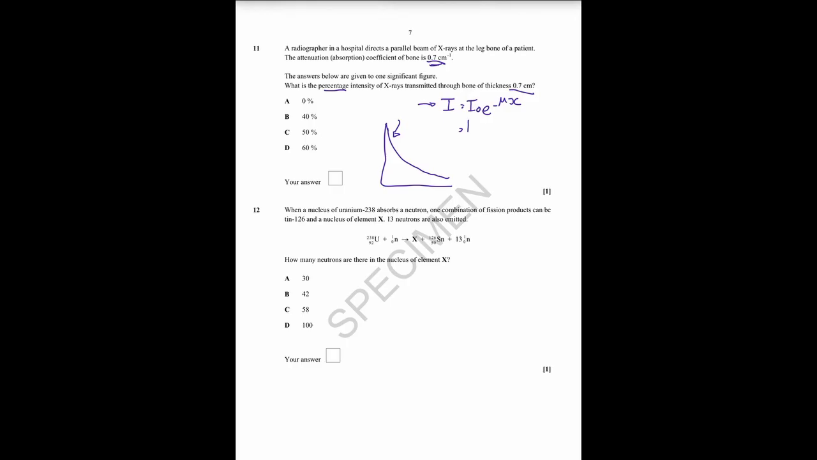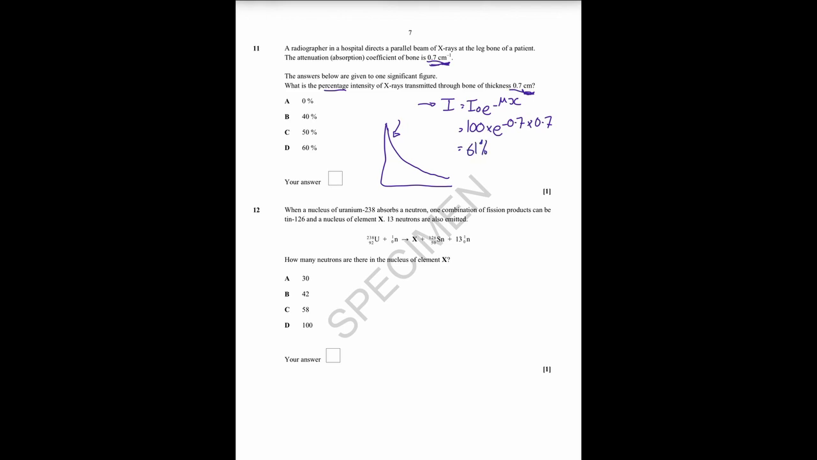Well, this percentage, so my original is going to be 100 times e to the power of minus the coefficient. So that's 0.7. And I'm leaving that in centimeters because my distance is also in centimeters. So because they're both in centimeters, I don't need to convert, and then my distance is 0.7. Now all I do is put that in the calculator, and my answer is 61%.